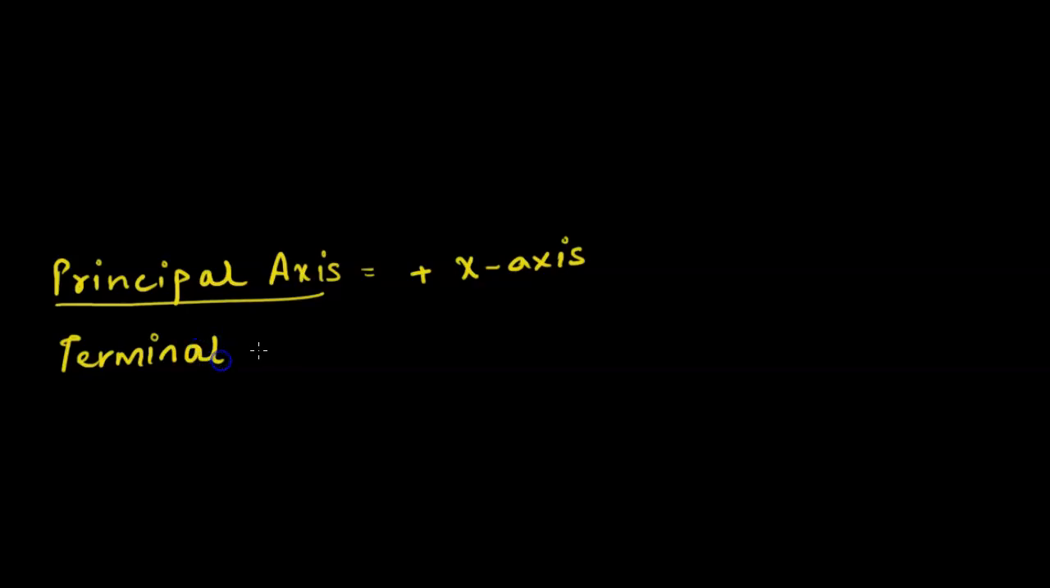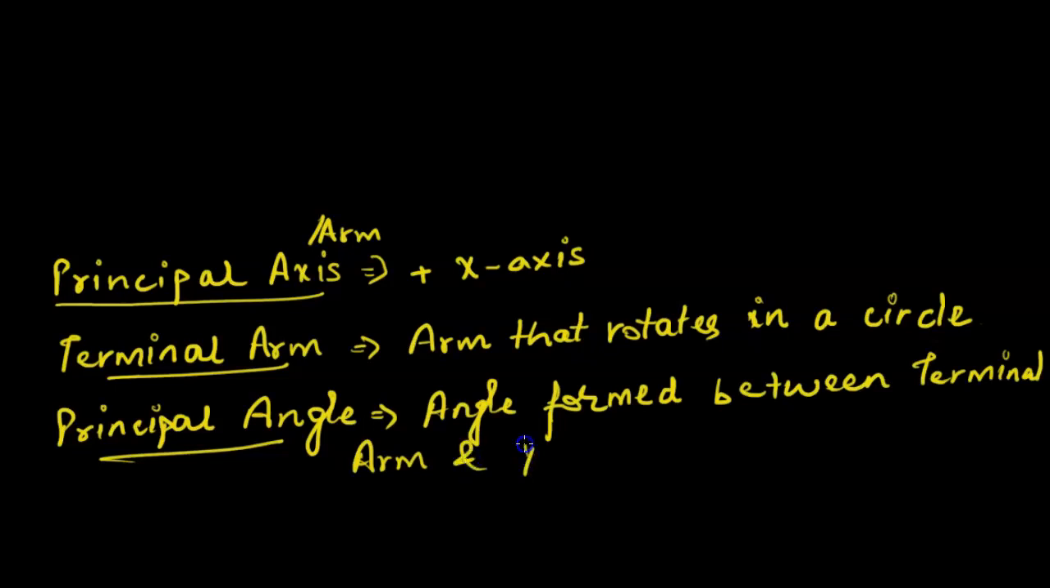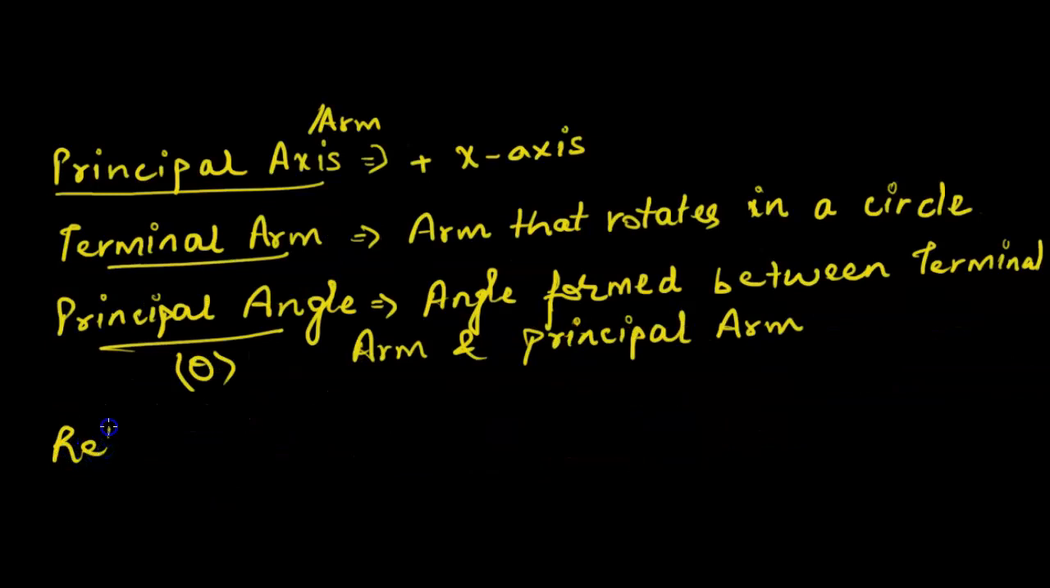Next is the terminal arm. Principal axis can also be called principal arm. Terminal arm is the line or the arm that is going to rotate around in a circle. Next term is principal angle. Principal angle is the angle that is formed between the terminal arm and the principal arm, and it is represented as theta. Next term we will be using is related acute angle.